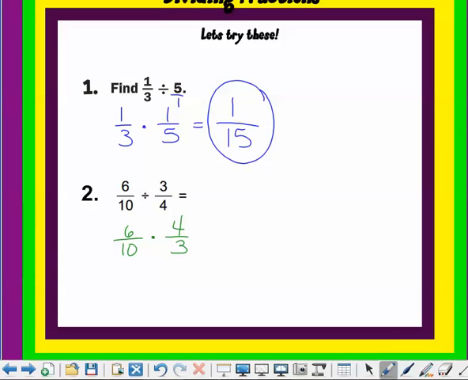I see some moments here where I can simplify by using common factors between numerators and denominators. I have a common factor of 3 for 6 and 3. So if I do 6 divided by 3, I'm going to be left with 2. And 3 divided by 3 will leave me with 1. I also see a common factor between 10 and 4, and that would be 2. So 4 divided by 2 leaves me with 2. And 10 divided by 2 leaves me with 5. So now I can multiply, and I wind up with 4/5. That's in simplest form, so we have completed our work.